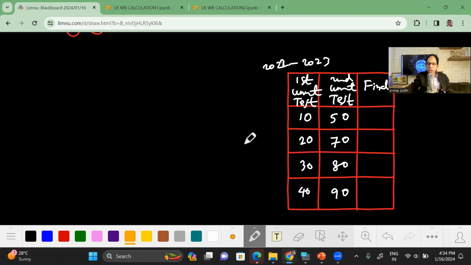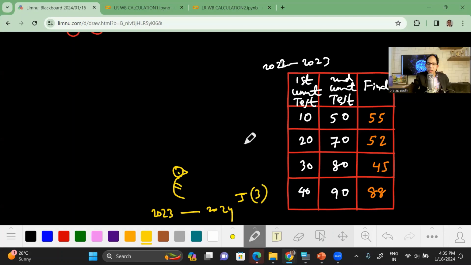The final mark was 55 for this student, and for this one, you can write anything, okay? 52. And this one is 45. This one is 88. So we know all three. When we say sample, we know all three. Now consider a new student. This student joined the course in 2023 and the exam is in January. He appeared for the exam also, in January 2024, suppose on 3rd January. Now this student already knows these two, and will ask about these two.